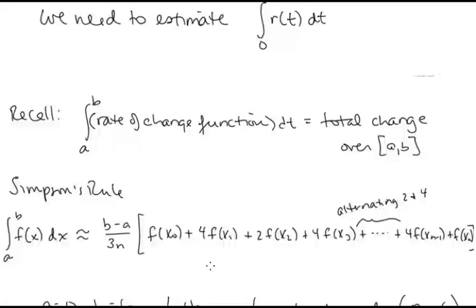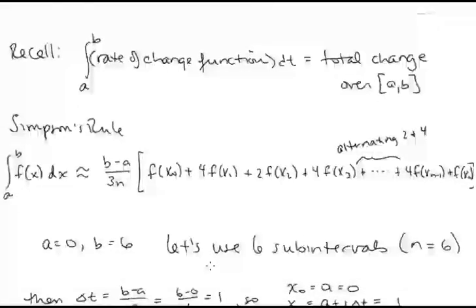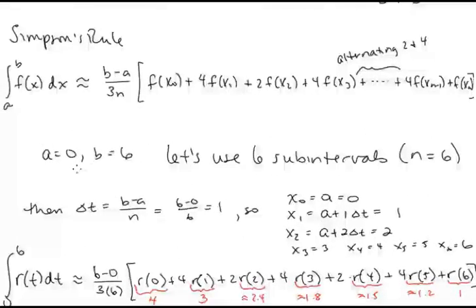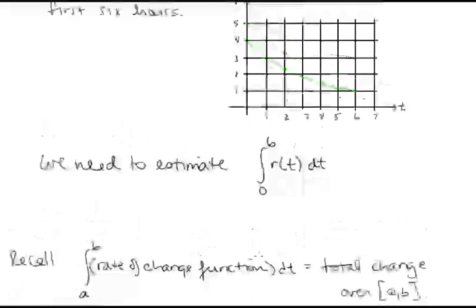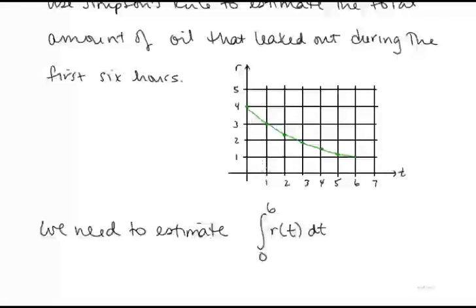So here's our formula for Simpsons Rule in general. And then for us, we have a equals 0, b equals 6, and we're going to use 6 subintervals, so n is equal to 6. So that tells us that x0 is 0, x1 is 1, x2 is 2, and so on. And so the evaluations we need to make look like this. Now, how are we going to evaluate R of 0, R of 1, R of 2? We don't have exact values here, but we're going to approximate them given this graph.